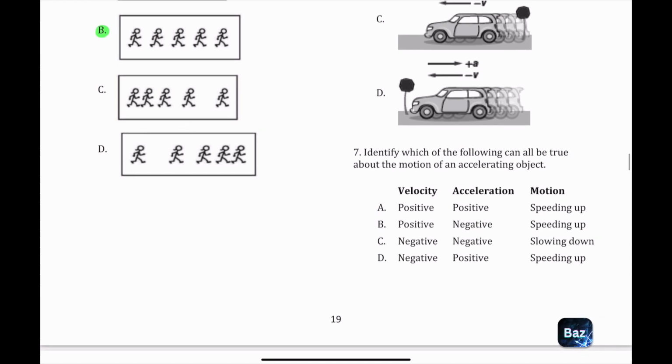7. Identify which of the following can all be true about the motion of an accelerating object. Accelerating, so the velocity will be positive, acceleration positive as well, and the motion is speeding up, so the right answer is A.